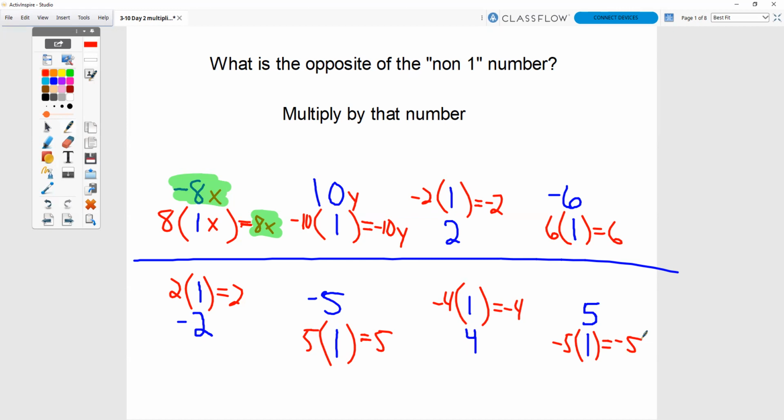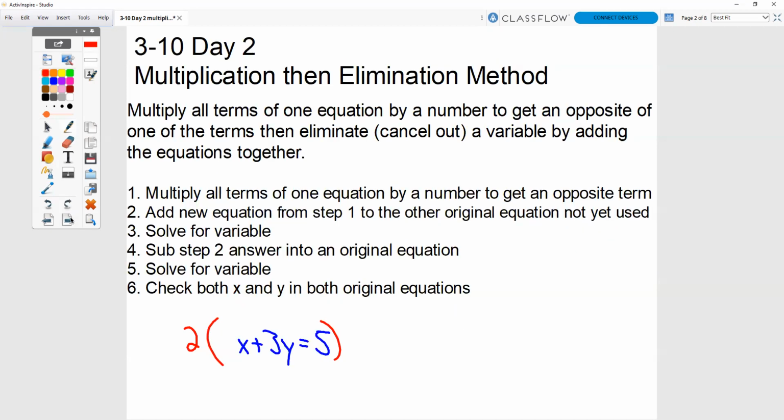And again, remember, you're trying to create opposites. This might be a 2x and a -2x. This might be a -5y and a +5y. So you're going to go through a step-by-step process. You're going to multiply all of the terms by a number to get an opposite term. That way you'll have your opposites, so you'll add going down, and those opposites will cancel out. You're going to solve that one-step equation, take that answer, sub it in, and it's all the same steps as yesterday, and then do your check at the end.